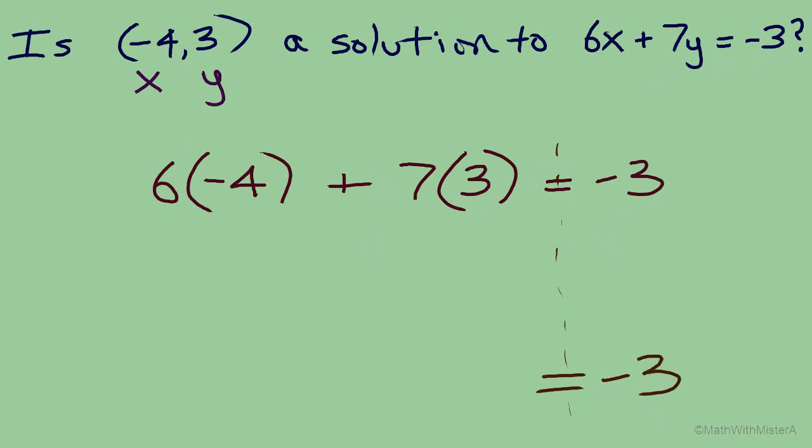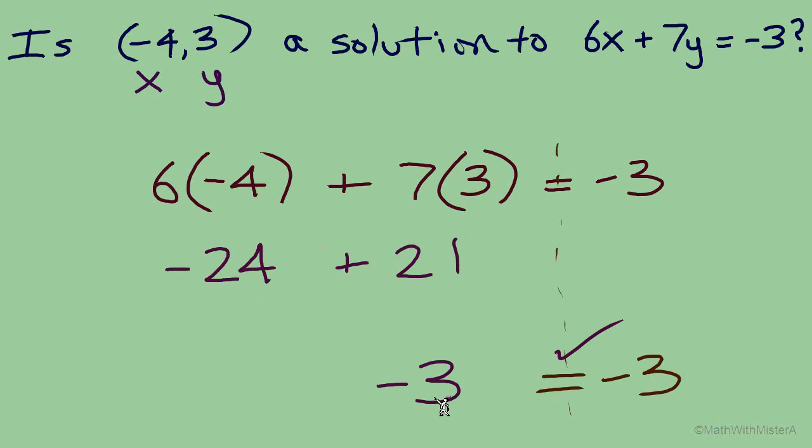So let's do the order of operations on the left side. 6 times -4 equals -24. 7 times 3 equals 21. And -24 plus 21 equals -3. So we have a true equation. We saw -3 on both sides. The same number on both sides of the equation means that we had a solution. So that ordered pair is a solution to this equation.